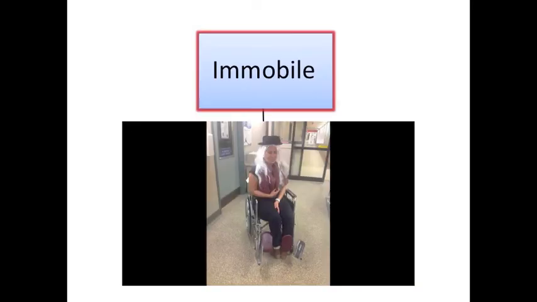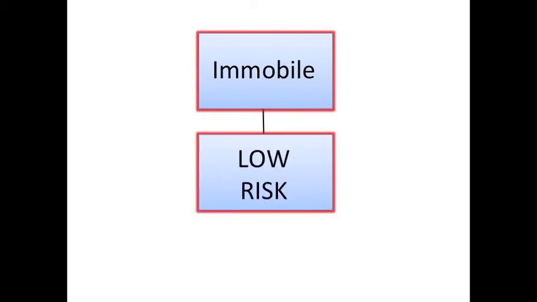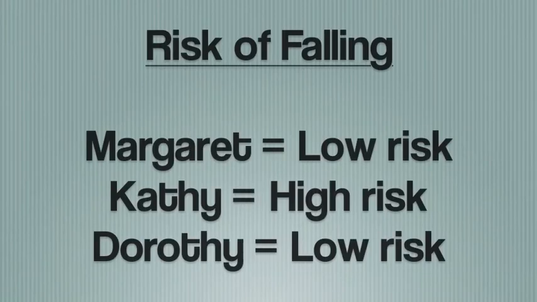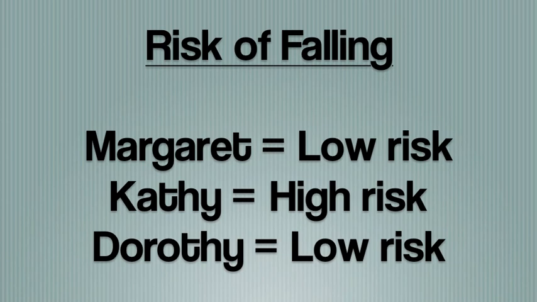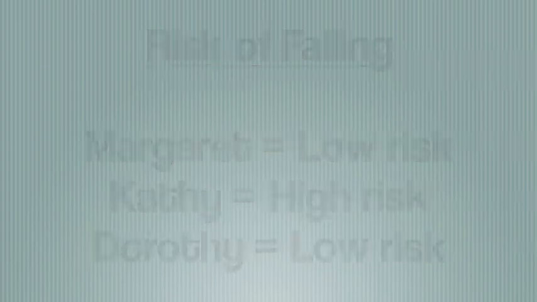Dorothy is immobile and in a wheelchair. Therefore, she is automatically at a low risk for falling. After using the charts, you can see that Margaret is at a low risk for falling, Kathy is at a high risk for falling, and Dorothy is at a low risk for falling.